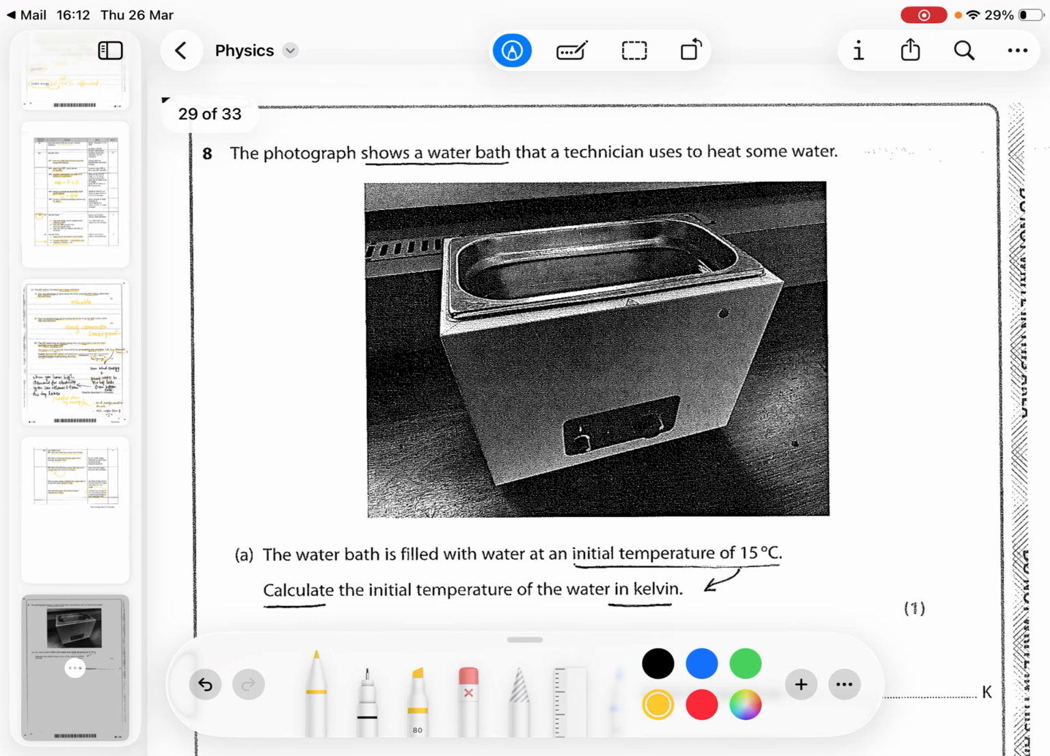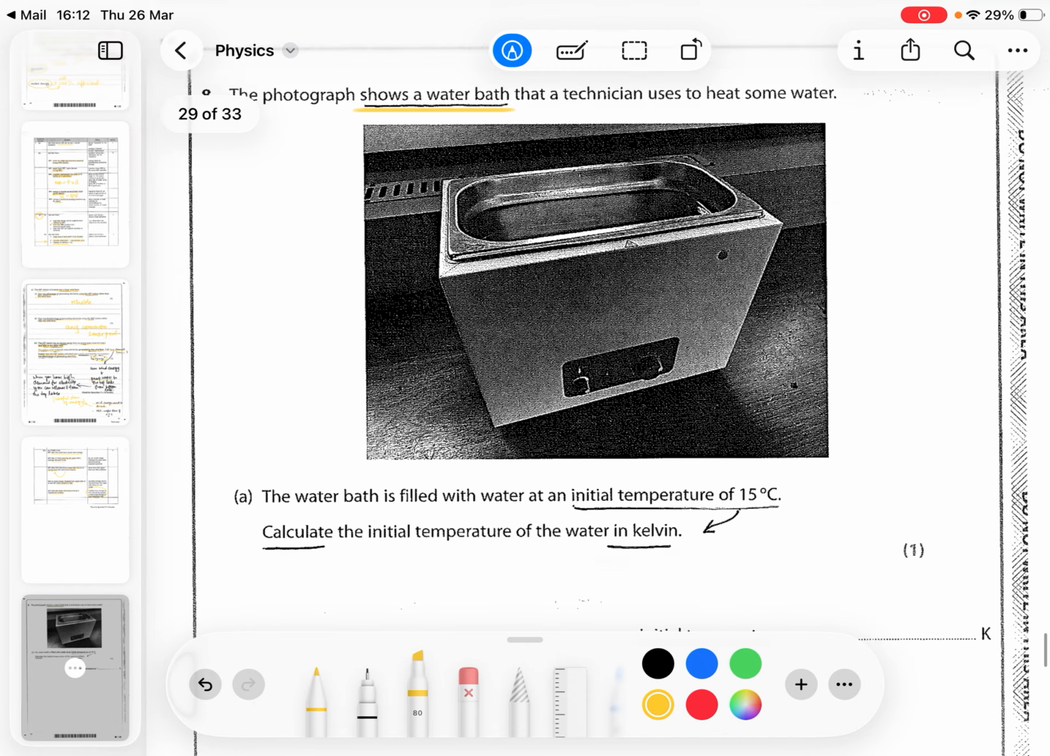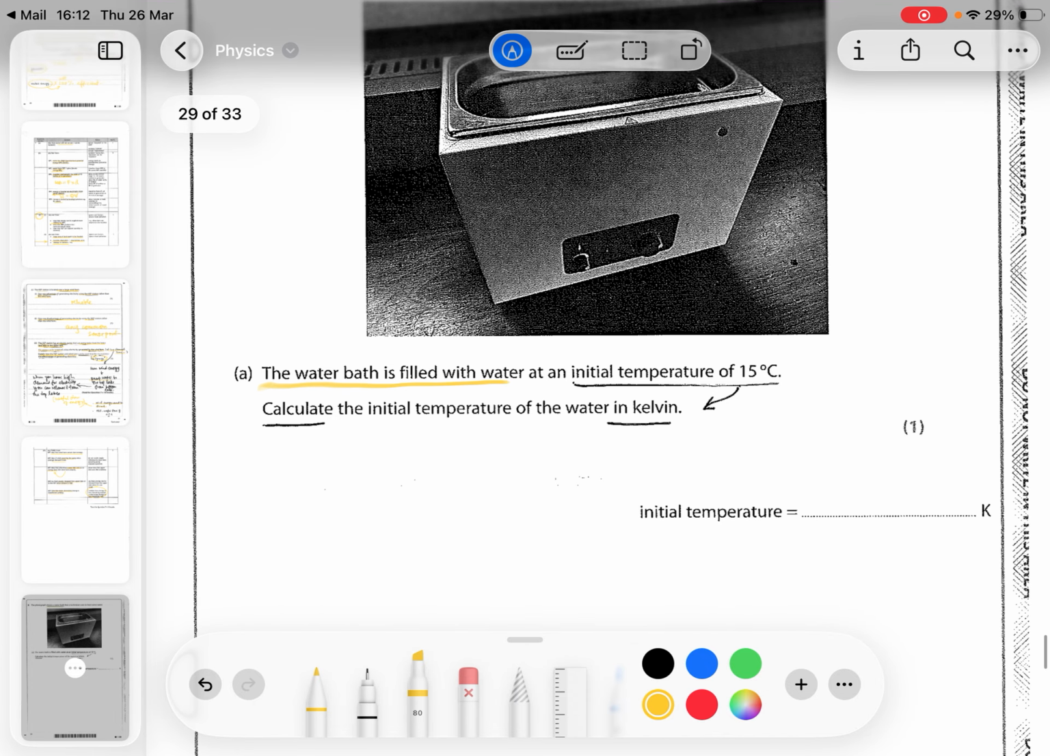Here you've got a water bath, so it's a way of keeping a controlled temperature. They use it a lot in biology to heat some water. In this case, the water bath is filled with water at an initial temperature of 15 degrees centigrade. You've got to change it into Kelvin. That means you've got to add 273, so 273 plus 15 becomes 288 Kelvin. It's only a 1 marker. I wouldn't worry too much about that.